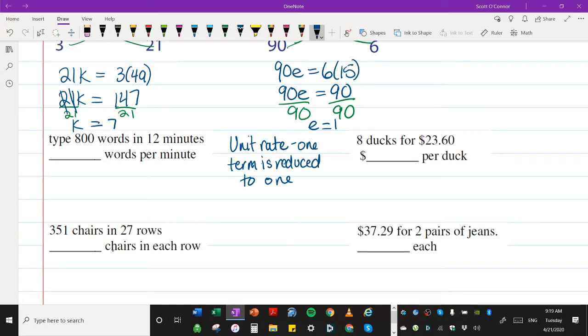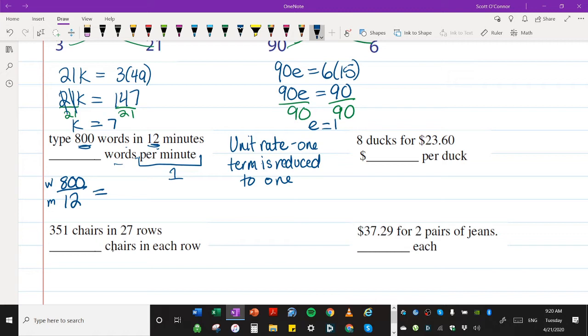So, for example, in this question, it says 800 words in 12 minutes. What is the words per minute? What is the thing that's being reduced to 1? It's per minute that we want to reduce to 1. That means I must divide by the number of minutes. In order to get the answer, I have to do 800 divided by 12. This is minutes. This is words. Whatever I want to reduce to 1 is what I have to divide by. So 800 divided by 12.